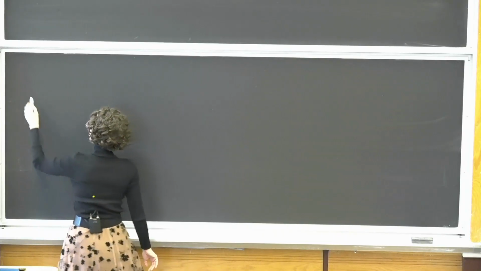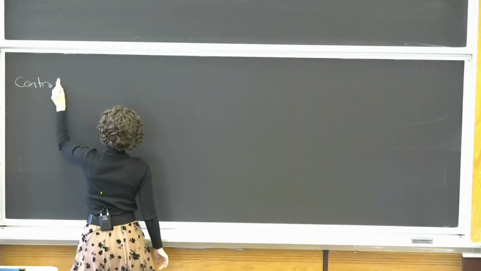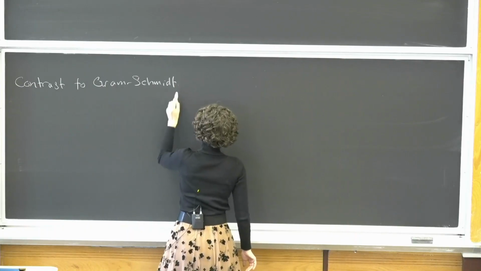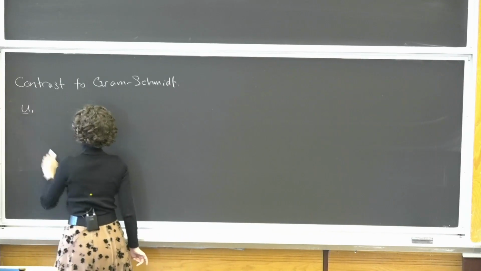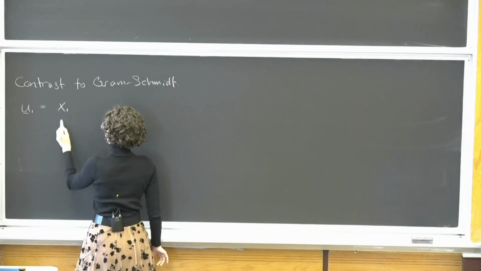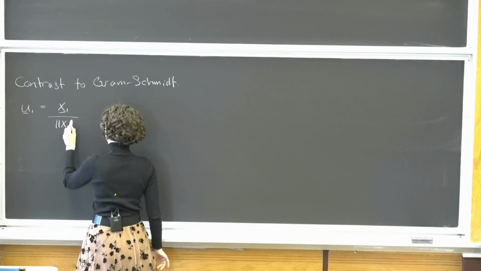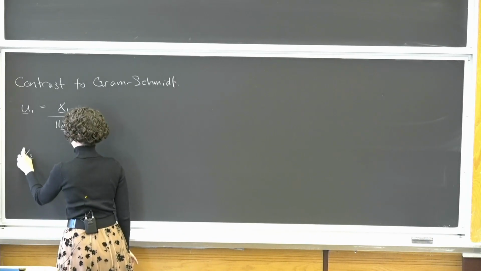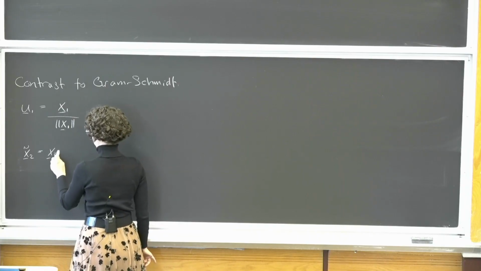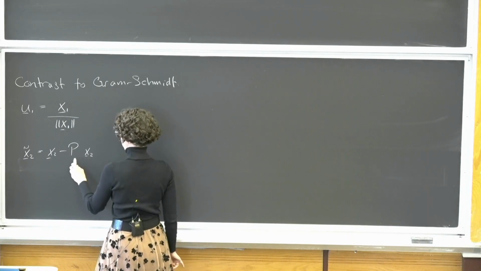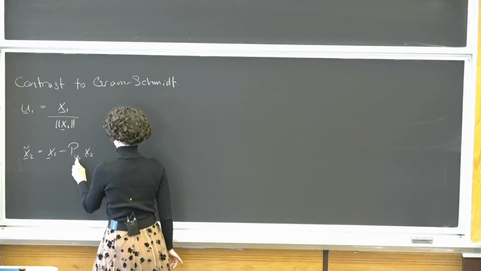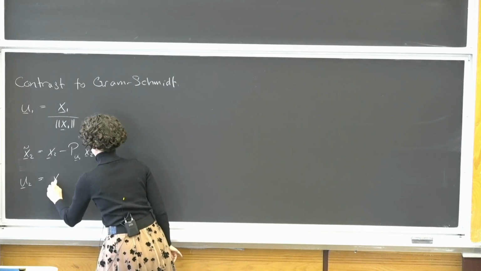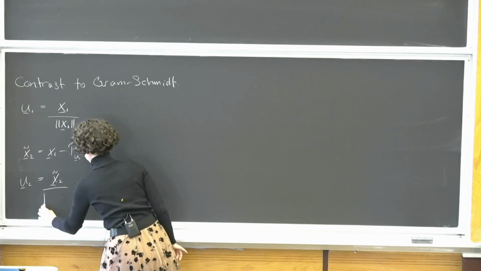What I want to do first of all is just do a quick contrast to Gram-Schmidt. Specifically, recall that our first Gram-Schmidt basis vector amounted to taking our first sample and dividing by its norm. And then we would compute a residual vector, x2 tilde, by taking x2 and subtracting off the projection of x2 onto u1.